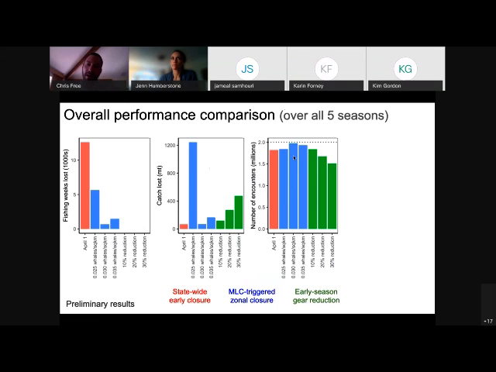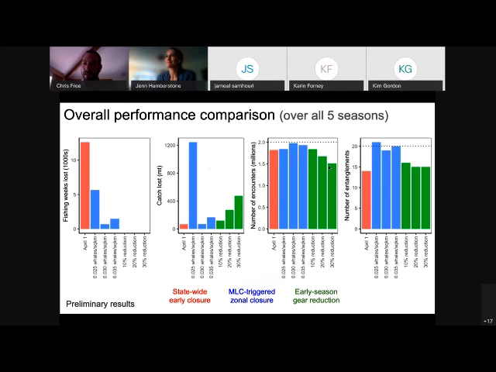Then we can look at how much these management strategies will reduce the number of encounters relative to a business as usual, no whale risk management scenario, which is represented by this dotted line at the top. And here we see that the statewide early closure and the gear reduction scenarios might perform best in terms of reducing the number of encounters, and that gets reflected as well in terms of the number of entanglements.